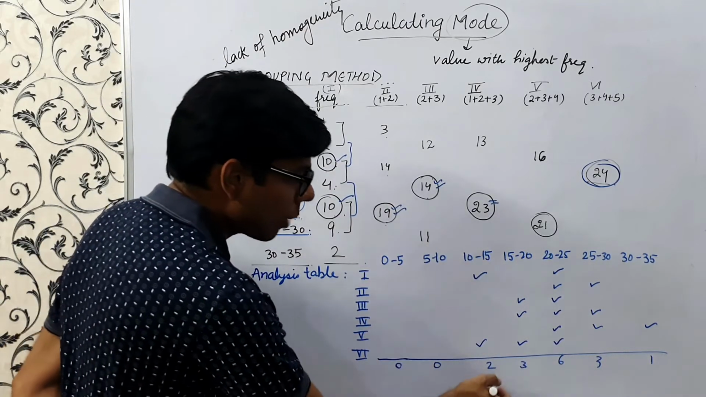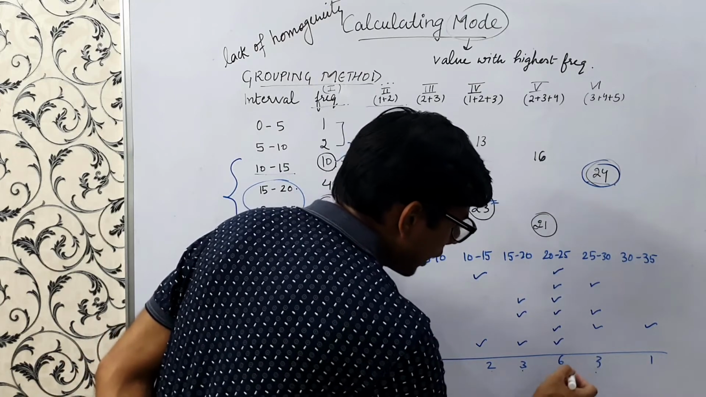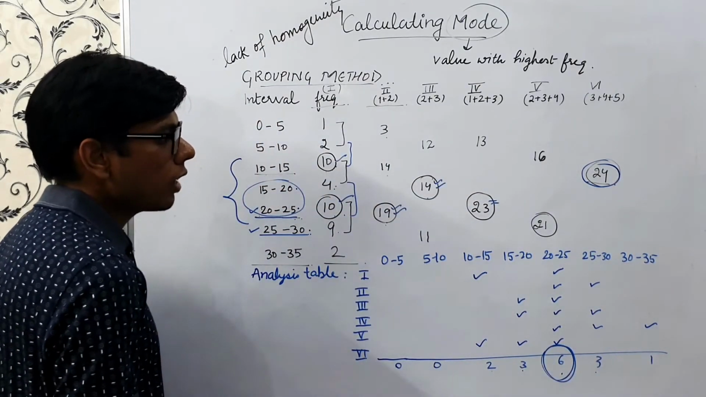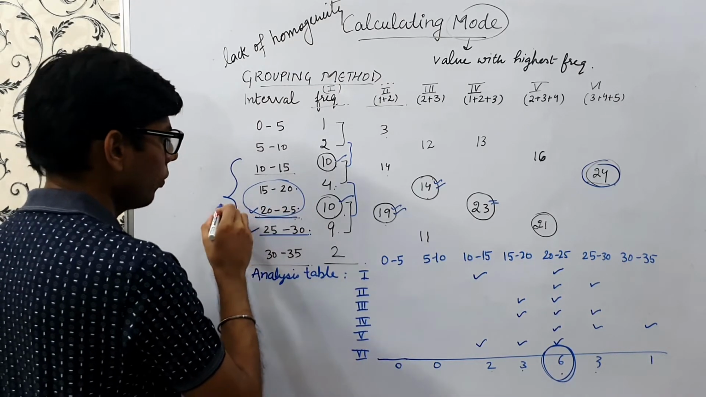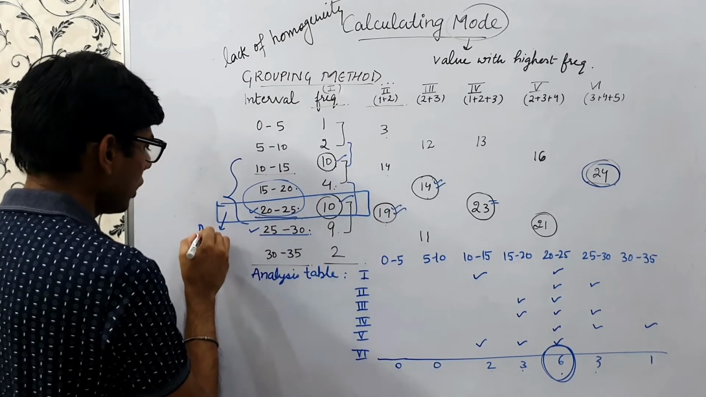Now just sum the number of ticks. Here there are 2, 3, 6, 3 and 1, and see which class has the maximum number of ticks. So it's 20 to 25, this one. So this is our modal class.